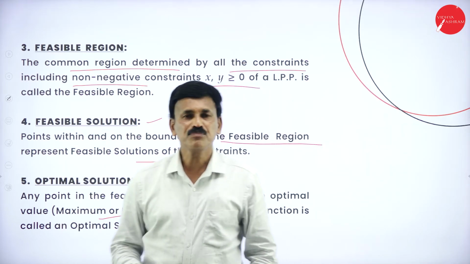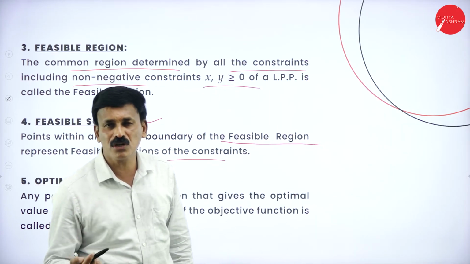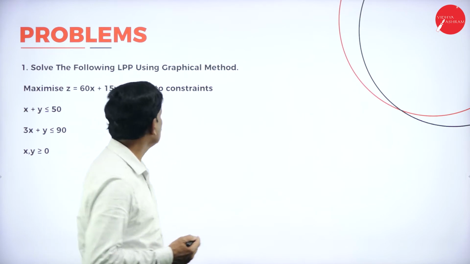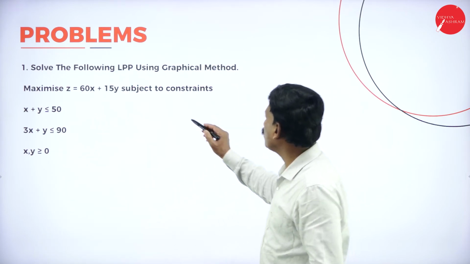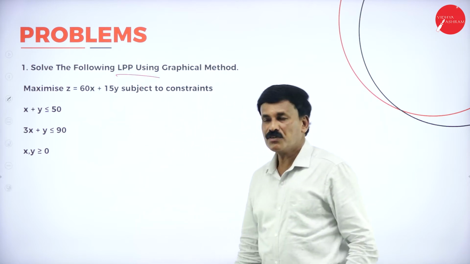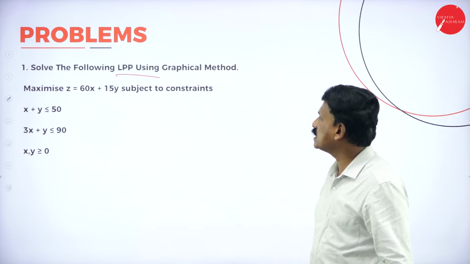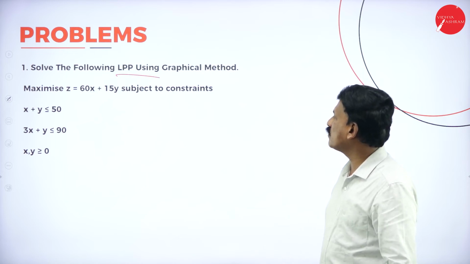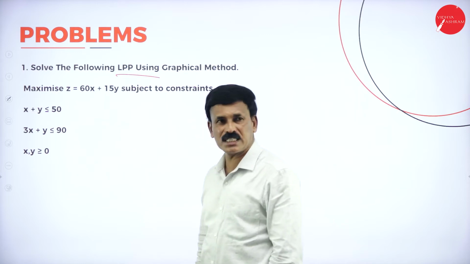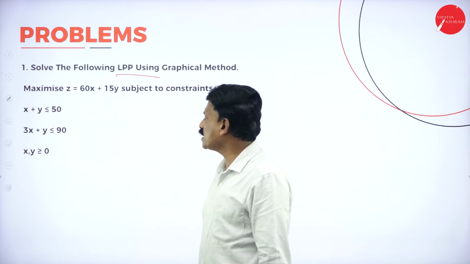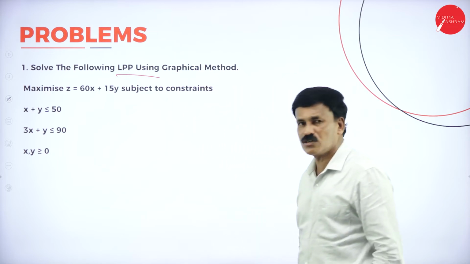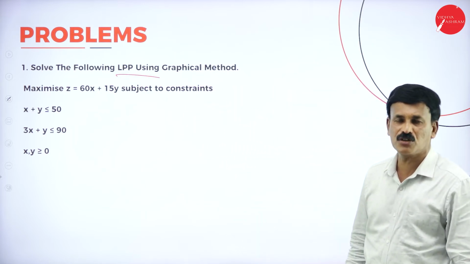Now, let us discuss how we are going to solve. Okay, let us come to the first problem. Solve the following linear programming problem using the graphical method. Maximize z is equal to 60x plus 15y subject to the constraints x plus y is less than or equal to 50, 3x plus y is less than or equal to 90, x is greater than or equal to 0 and y is greater than or equal to 0.